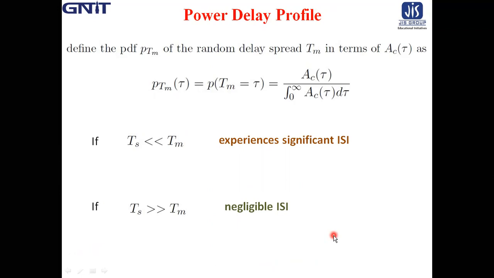We now define the PDF p_Tm of the random delay spread Tm in terms of A_c(tau) as p_Tm(tau) equal to A_c(tau) divided by the integral from 0 to infinity of A_c(tau) d tau, where mu_Tm and sigma_Tm represent the mean and RMS value of Tm relative to its distribution.